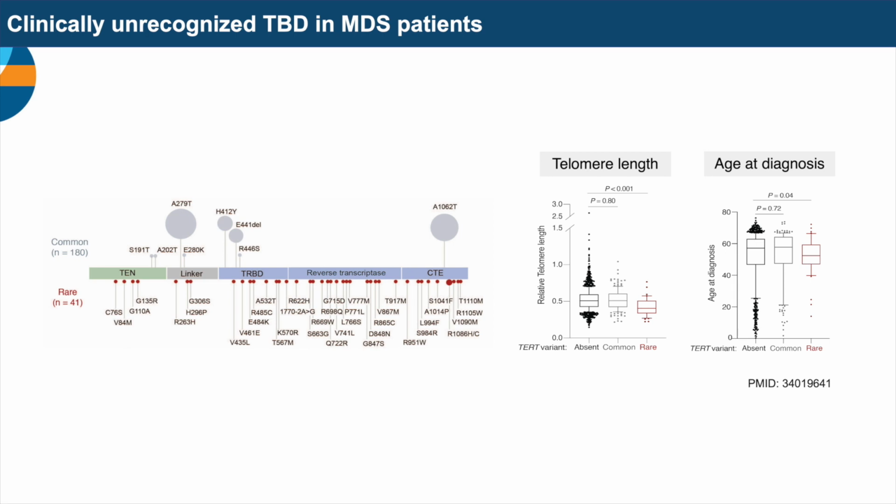We then characterized the function of these variants and identified that most of these, in fact, are pathogenic. They have an impaired ability to extend telomeres. And so this really gave us the first inkling that we are actually missing a lot of these patients clinically. We don't actually understand the true prevalence of these.